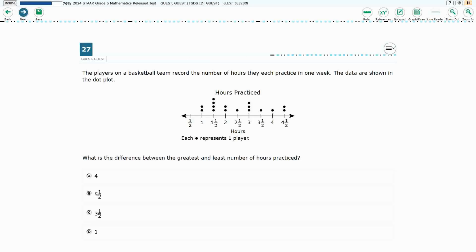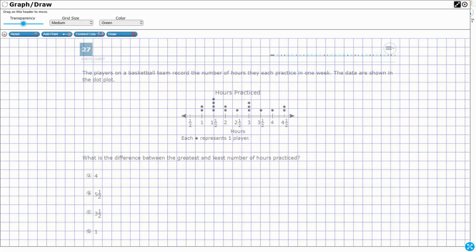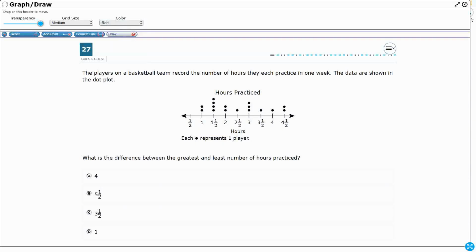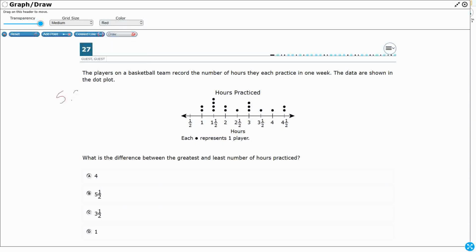So 27, we are solving data problems. This is 5.9C, and we've got a dot plot. So let's take a look at this dot plot. It records the number of hours that are practiced each week. What is the difference between the greatest and the least number of hours practiced?